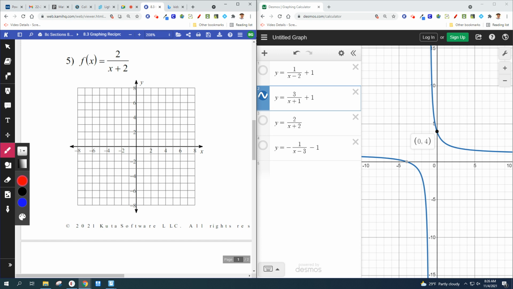Next one, number 5. All right, so starting with this, which is it, horizontal or vertical? I screwed it up last time. That's a vertical asymptote. X equals what? X equals -2, very good. So your vertical asymptote is at x equals -2. Draw that first.